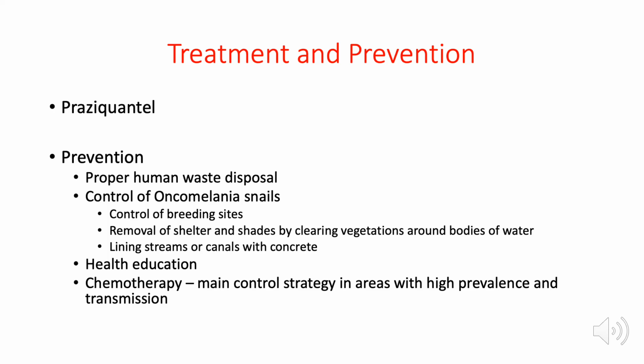And listed here on this slide are the means of preventing schistosomiasis. Number 1, proper human waste disposal so that we can disrupt the life cycle. Number 2, we need to control the number of the snail hosts by controlling their breeding sites. Number 3, remove shelters and shades by cutting off the vegetation, because these snails are known to be active during nighttime or whenever they are in a place that is shaded from the sunlight. And you can also line the streams and canals with concrete.